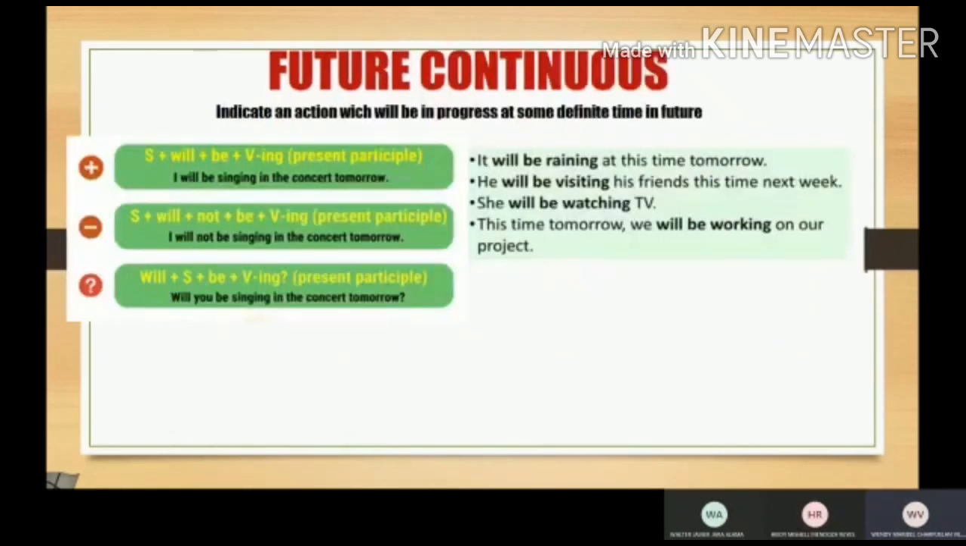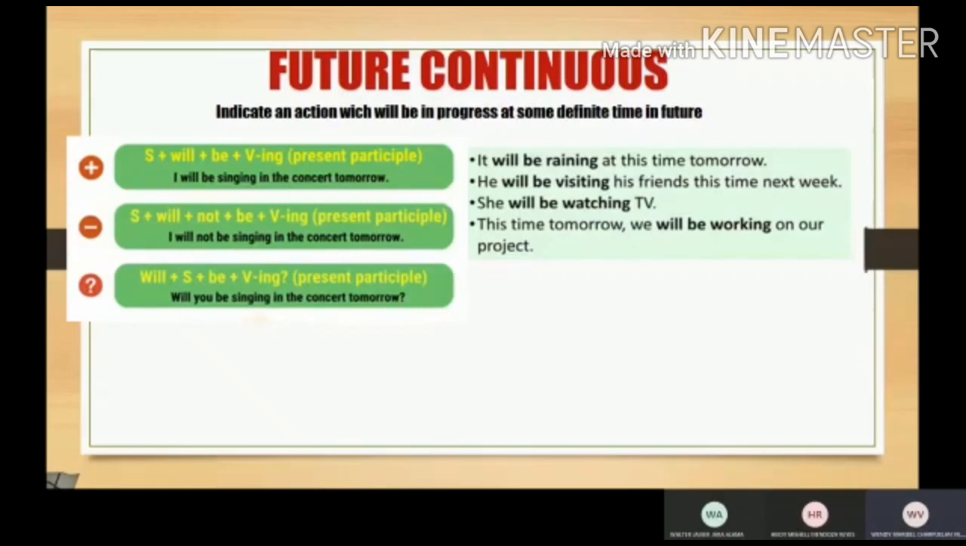Future continuous. It indicates an action which will be in progress at some definite time in the future. The structure in affirmative: subject plus will be plus verb ing, the present participle. Example: I will be singing in the concert tomorrow. In negative: subject plus will plus not plus be plus verb ing. I will not be singing in the concert tomorrow.